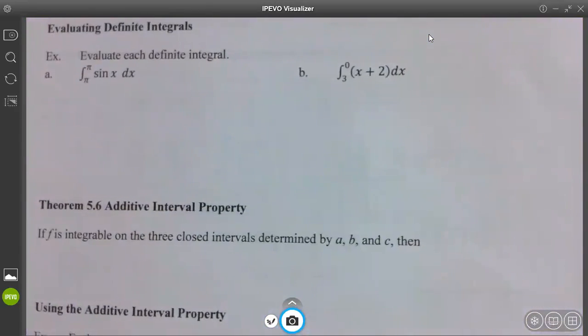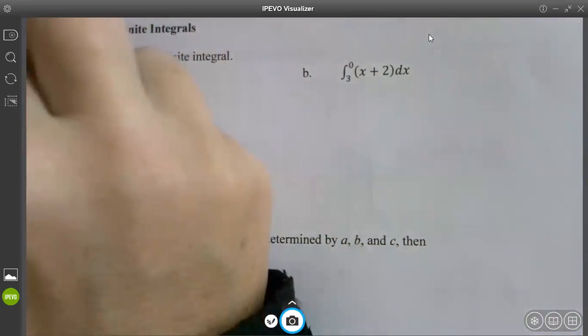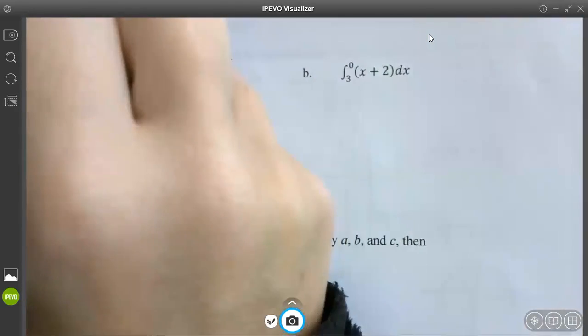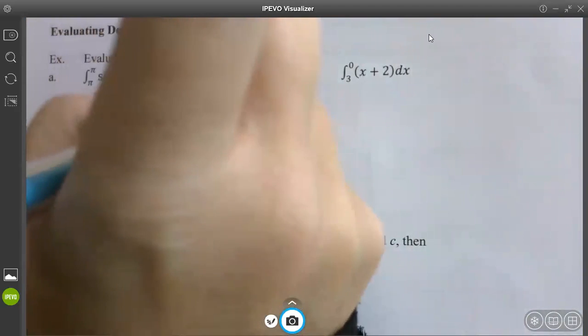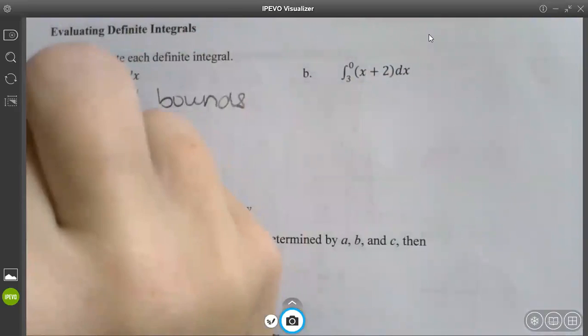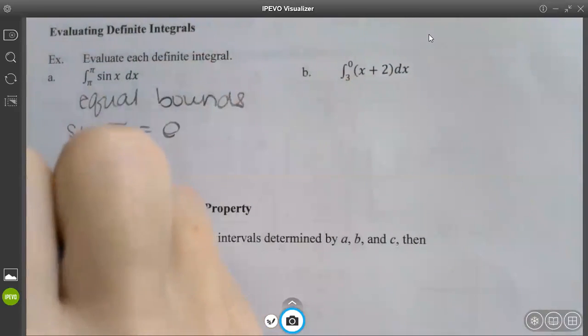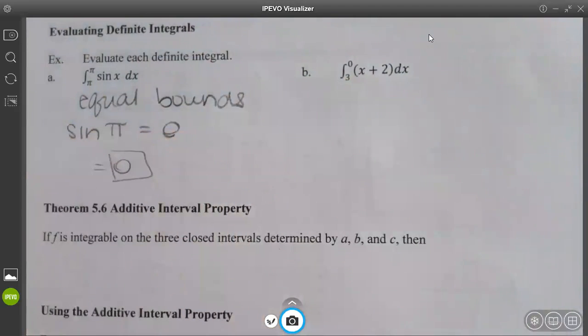All right, evaluate each definite integral. So from pi to pi of sine x. It's going from the same pi to pi. We have equal bounds. And remember anyway, that sine pi is equal to 0. So this one is going to equal 0 no matter what. Again, anytime it goes a to a, it's going to be 0.